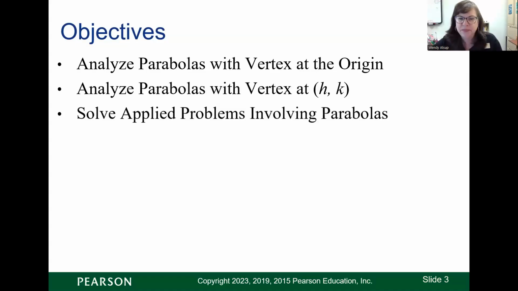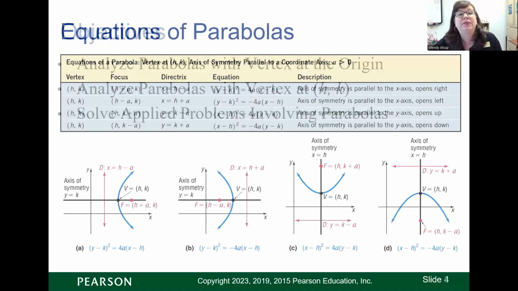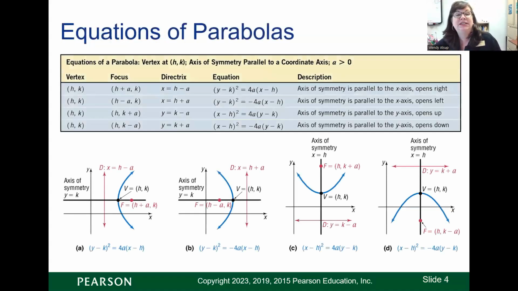You've been working with parabolas for a while, but in Math 110 with me, we worked with the kind that opened up or down, because those were functions. We did not work too much with ones that open right or left because those were not functions, but they are parabolas that have some real life applications. So we're going to deal with them all.